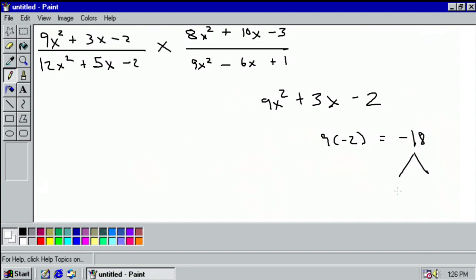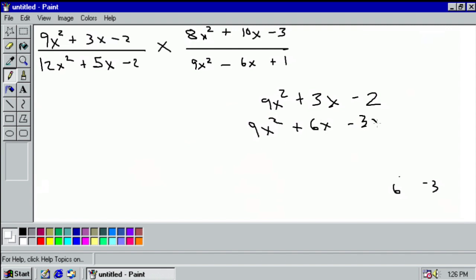I mean positive 6 and negative 3. 6 plus negative 3 is positive 3. Now we're going to replace the 3x into plus 6x minus 3x minus 2. Now we can factor by grouping.